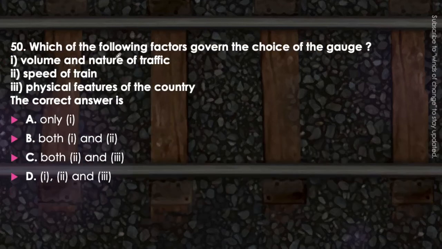Next question. Which of the following factors govern the choice of the gauge? Volume and nature of the traffic, speed of the train, physical features of the country. What will be the correct answer? Only first, both first and second, both second and third, or all of these, first, second and third? The choice of the gauge is determined by all of these, that is, first of all, volume and nature of the traffic, speed of the train, as well as the physical features of the country.